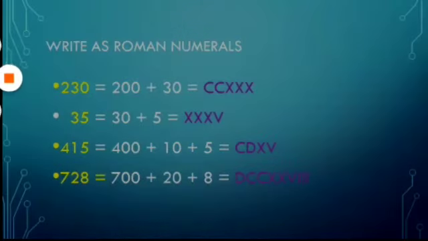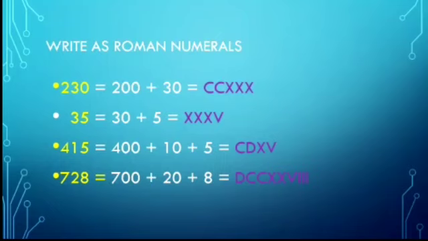Is there any number for 200? No. You do not have any Roman numeral for 200. So you can use 100 plus 100. It means CC. And then there is no number for 30. So we have to use X 3 times. X, X, X. It means 10 plus 10 plus 10. It's 30. See the next example, that is 35.